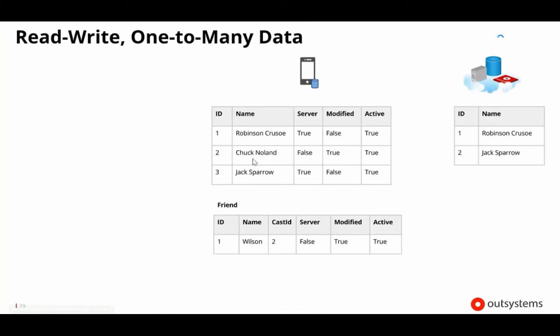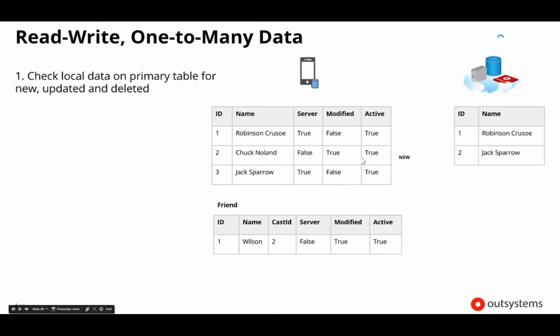So let's see how we are going to sync this information to the server. First thing we need to do is to check the local data on the primary table for the new, updated, and deleted. So we made this case a little bit more simple, so we won't have many cases. So what happens is that Chuck Nolan is a new one here.